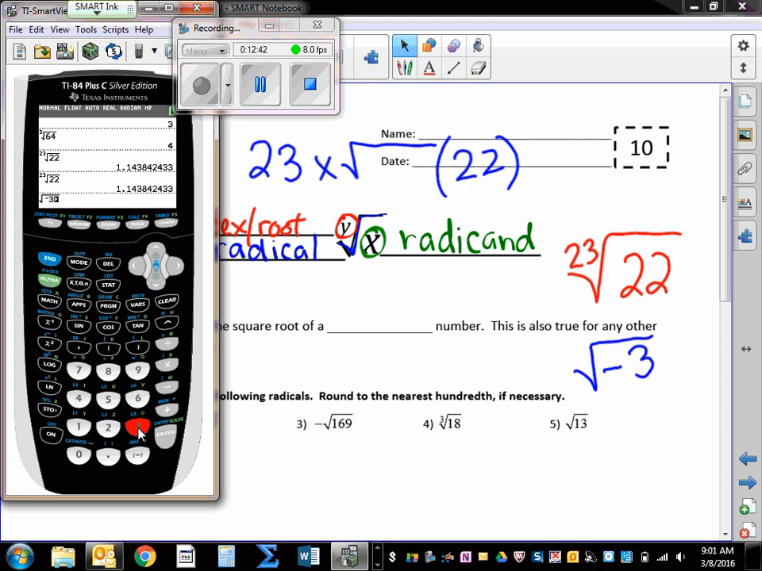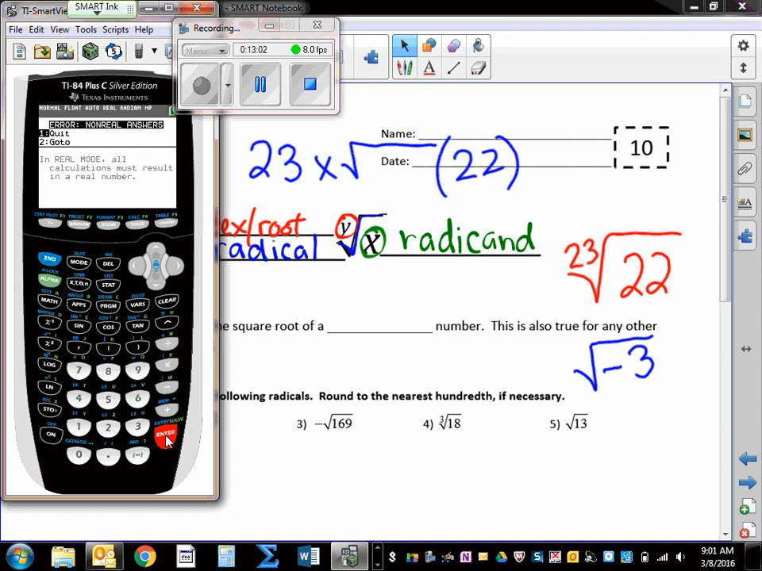Jonathan, heads up, please. This is the last one I'm telling you. What do we get when that happens? What does it say? Error. What does the error message say? Non-real answer.